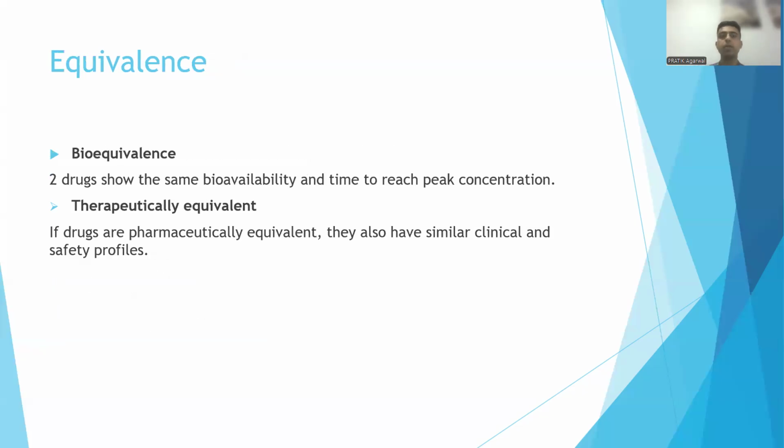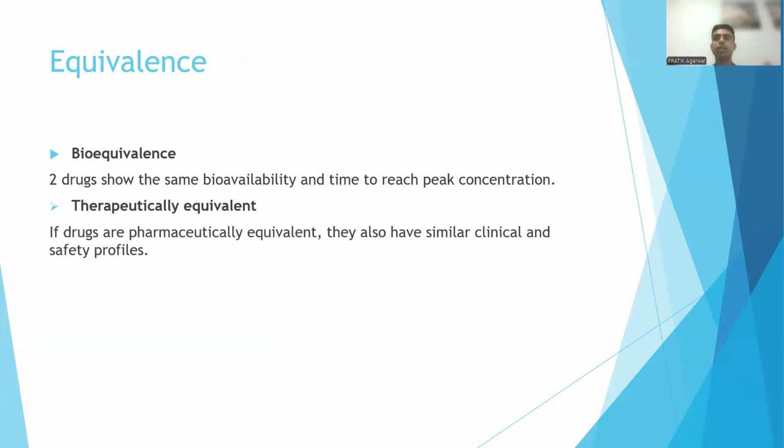Now, bioequivalence. There are two factors in the equivalence section: there is bioequivalence and there is therapeutic equivalency. If two drugs show the same bioavailability and peak time to reach, then they are bioequivalent. But if the drugs are pharmaceutically equivalent, and they have a similar clinical and safety profile, then they are therapeutically equivalent. Bioequivalence is when two different drugs are used for the same purpose, like Nurofen and paracetamol being used for killing pain, and they have the same amount reaching the target organ and reach the peak concentration at the same time, then we can say, oh, they are bioequivalent.